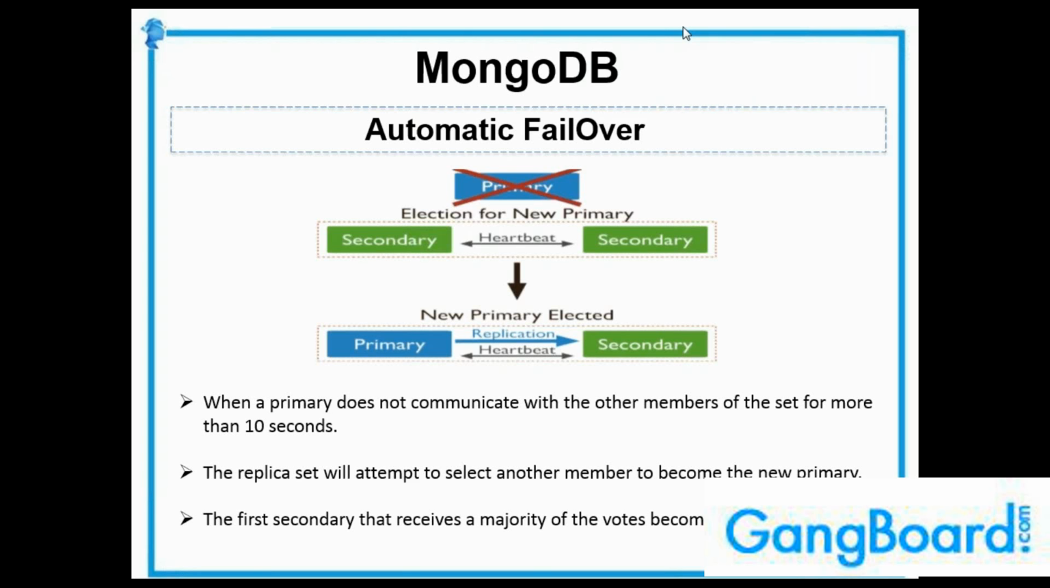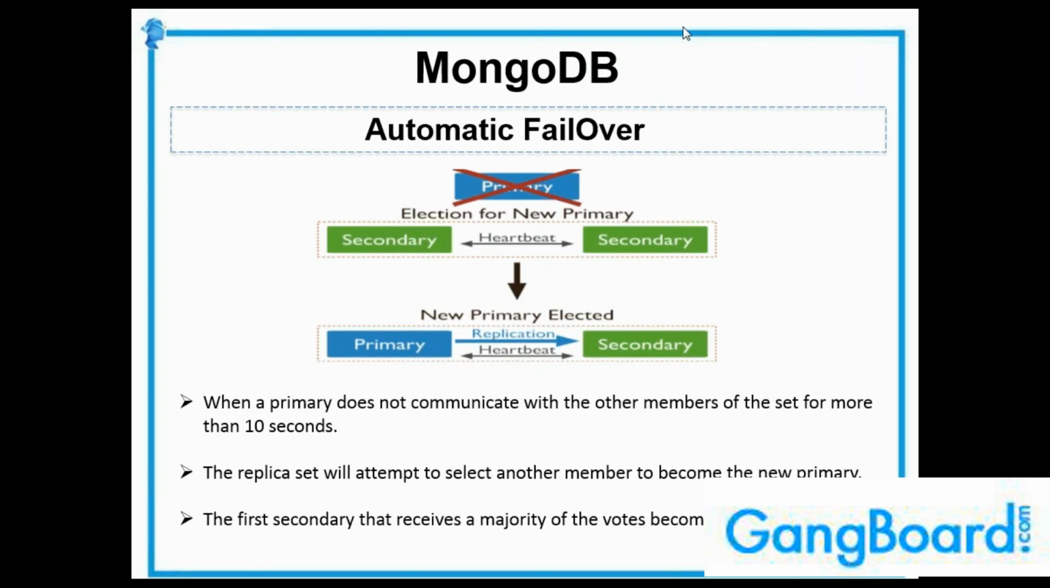So when a primary does not communicate with other members for more than 10 seconds, let's say you have one primary and two secondaries, and your primary is down. In the background, all the primaries and secondaries have a heartbeat, like "Hi boss, I'm alive, hi boss, I'm alive." Like that, all the nodes will be communicating with each other.